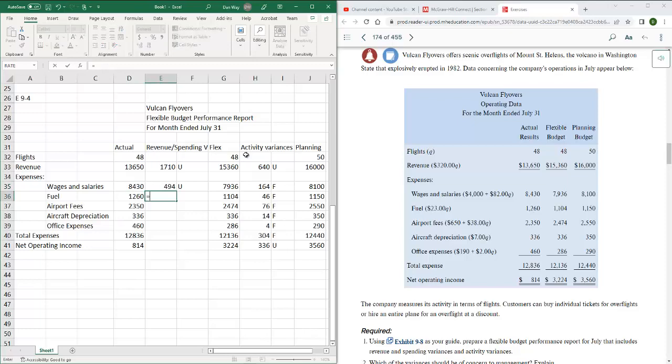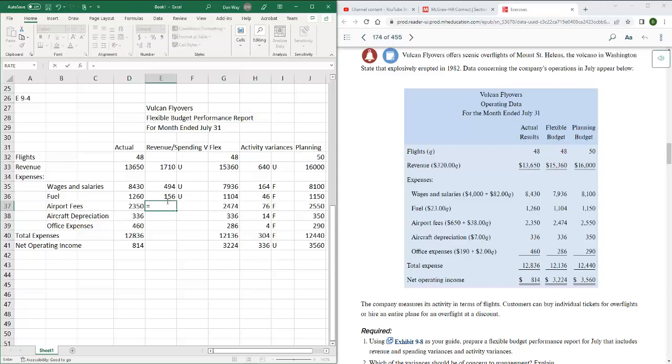Fuel, we've got a little difference here, $12.60 versus $11.04, $156. Now actual is greater than the flex, so again, unfavorable. And that's probably related to fuel prices, right? Certainly the price of all types of gas fluctuates quite a bit at certain times, so it could be related to something like that.